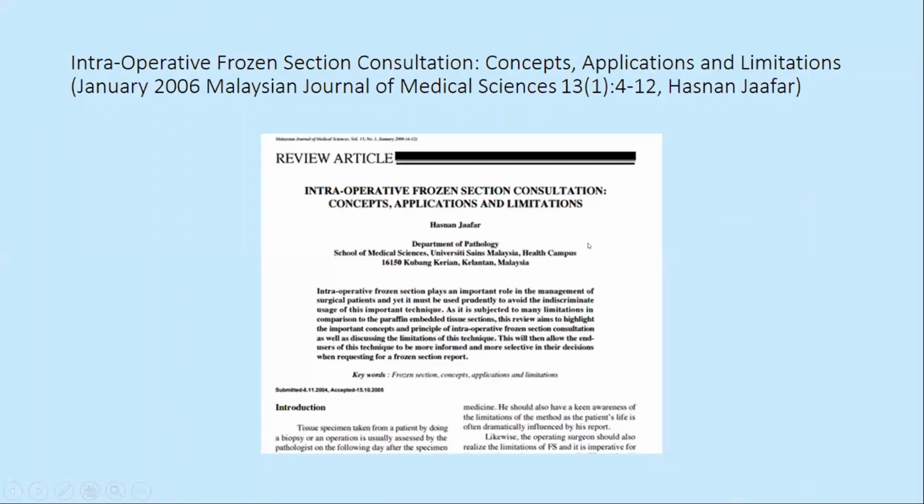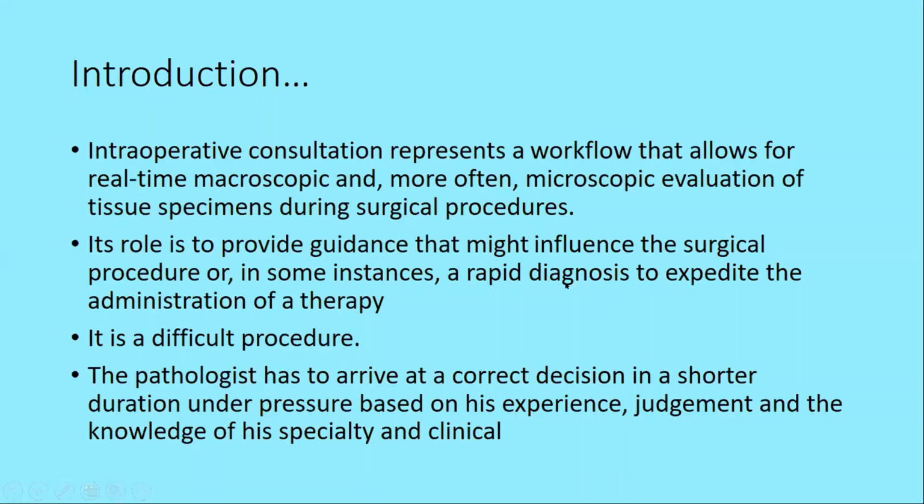Perhaps if you have free time, you can find this article written by my teacher. Actually he was a teacher and also a colleague. He already retired. This was published in 2006. It's very reliable, easy to read, easy to understand. My advice, get it and read it, because basically my lecture is a summary of his article. It's about intraoperative consultation.